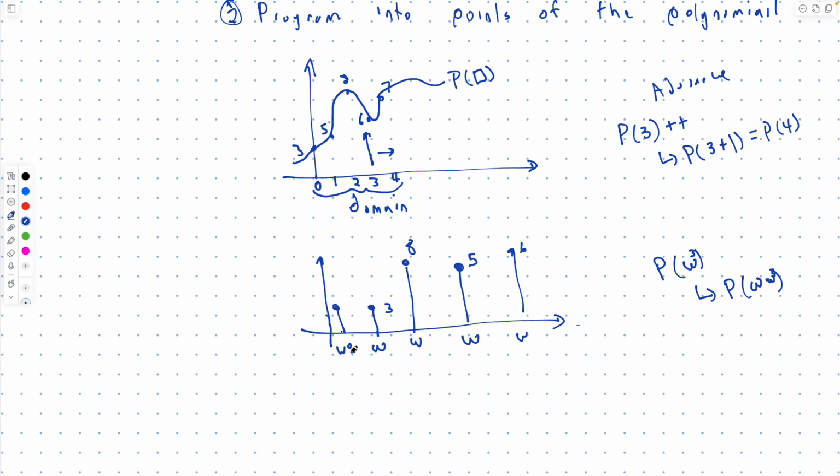Omega to the 0, which is the same as 1. So we'll program the 3 here. Then we'll go to omega to the 1. Then we'll go to omega to the 2. Then we'll go to omega to the 3. Then we'll go to omega to the 4, which is 7.